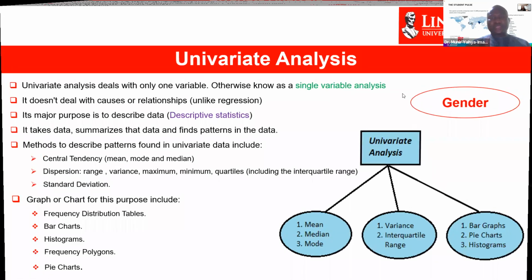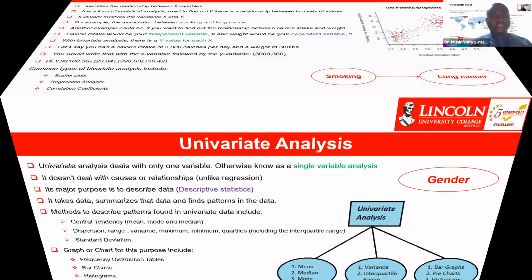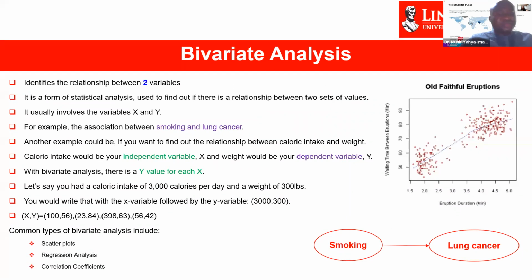Then we also have bivariate analysis, which identifies relationship between two variables. It is a form of statistical analysis used to find out if there is a relationship between two sets of values. So it usually involves the variables X and Y. For example, the relationship between smoking and lung cancer. Another example could be the relationship between calorie intake and weight. Calorie intake will be your independent variable X, and weight will be your dependent variable Y. So with bivariate analysis, there is a Y value for each X.